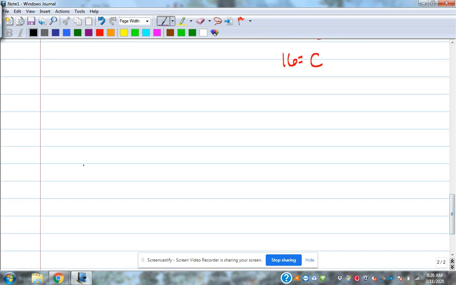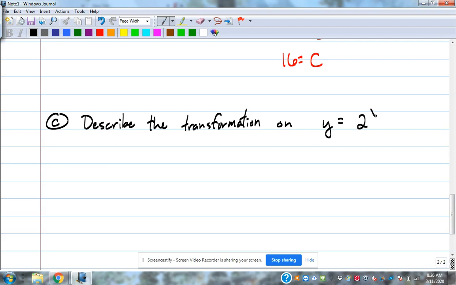Let's get into transformations. We've been talking about transformations since chapter 3, and we'll just do a basic one. Describe the transformation on 2 to the x. The first one we're going to do is f of x is equal to 2 to the x plus 4. What transformation happened?